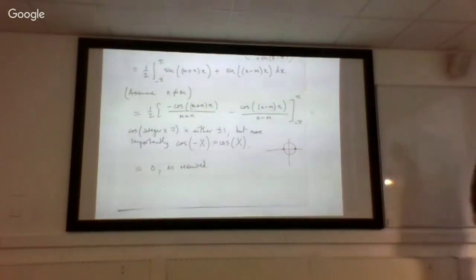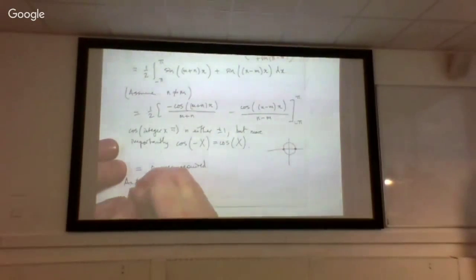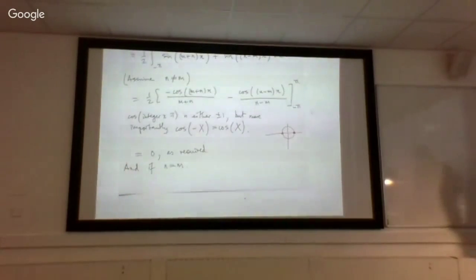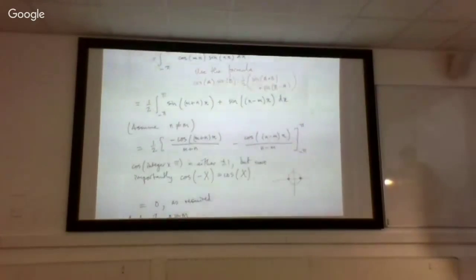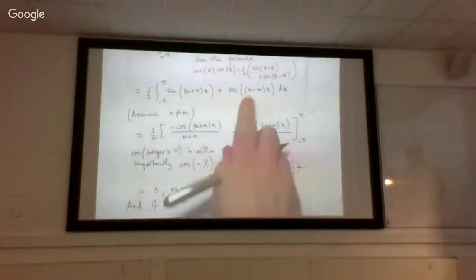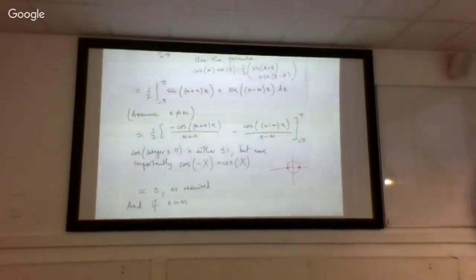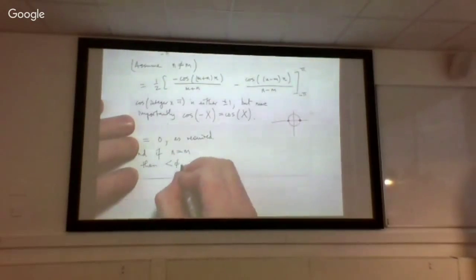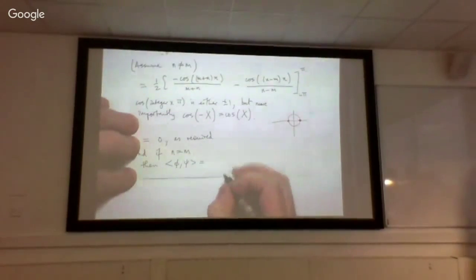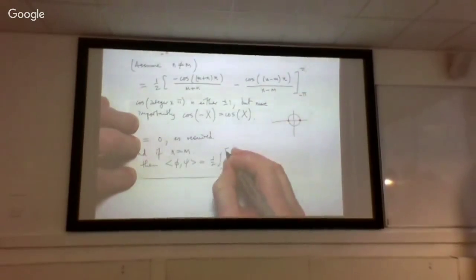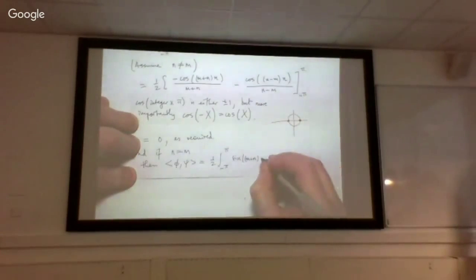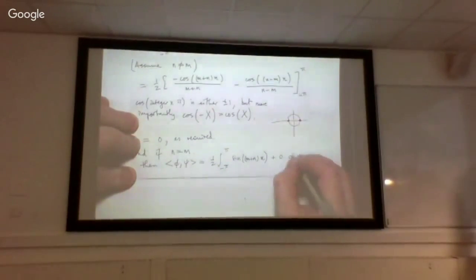And that was in the special case where n was not equal to m. So we should just deal with the other case. Let me come back to this expression here, but we have to think that n is equal to m. Well, then this is going to be sine of 0 times x, which is just 0. So then the inner product is just going to be half the integral from minus pi to pi of sine of m plus n times x plus 0 dx.